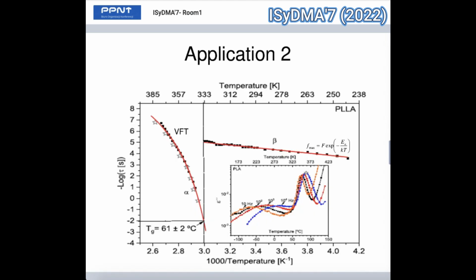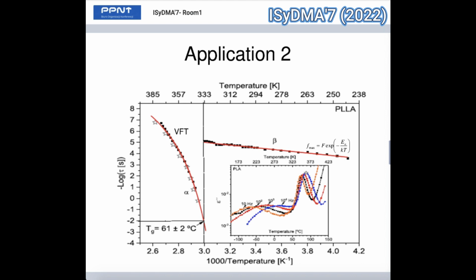Then we can make this graphic using the log of the frequency as a function of the inverse of temperature. We can see very well here we have a beta relaxation. So we see here in this graphic we have two relaxations. One here is, let's say, going to the right when temperature increases. Also here in the low frequency we have another relaxation that is also moving to the right when the temperature increases.